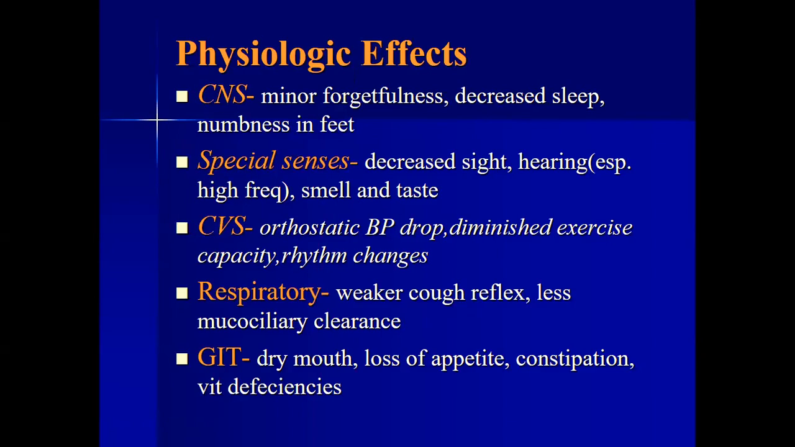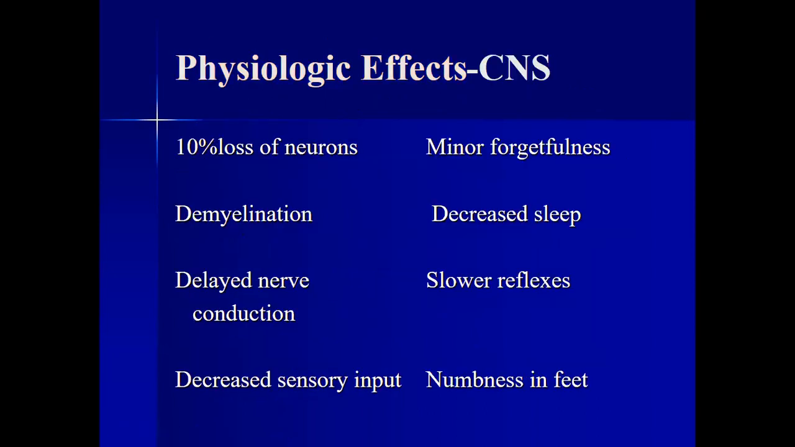Physiology: in the CNS, minor forgetfulness is normal. However, dementia is not normal. Dementia is a pathological condition. In special senses, if you see here, decreased sight and hearing. A serious orthostatic blood pressure drop is an important finding. In respiratory, you have weaker reflexes; in GI, dry mouth, loss of appetite, constipation, and vitamin deficiencies. These are normal physiological effects, or the problems that the geriatric population can face.